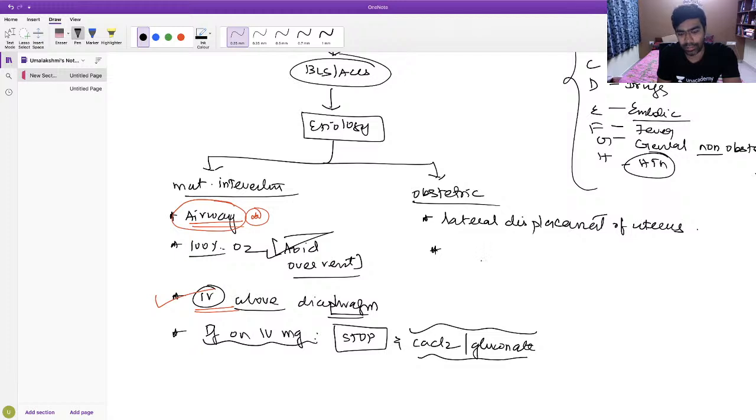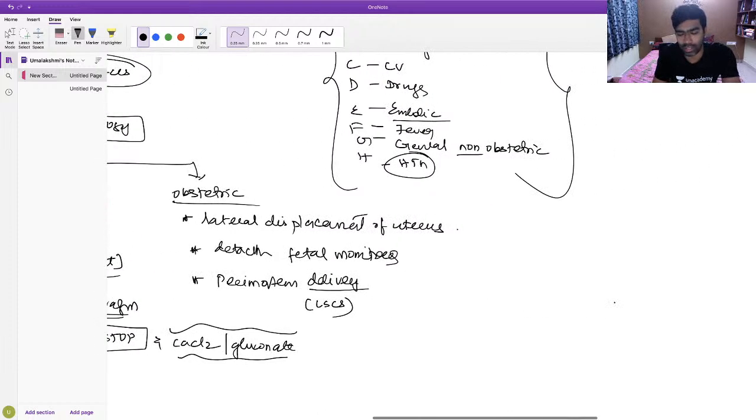And you need to detach all fetal monitors. There is no point in keeping any fetal monitors, because the mother is already in shock and cardiac arrest, and prepare for perimortem delivery. Perimortem delivery means we are going to do an LSCS, a perimortem LSCS.